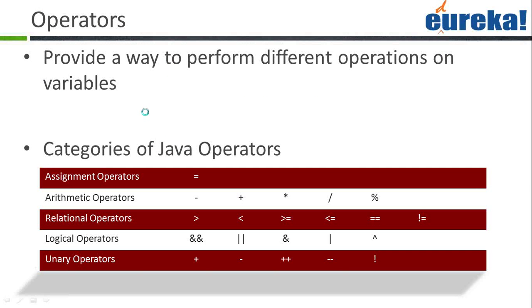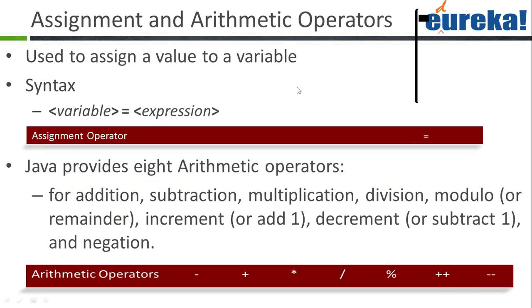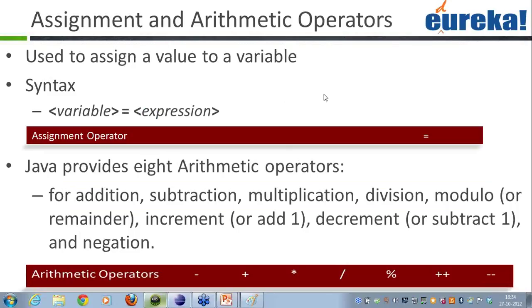So here we have the various categories of operators, and we have arithmetic and the assignment operators. I have already used the assignment operator. What the assignment operator does is assign a value to a variable. Suppose I'm using int x equal to 5, so I'm assigning the value 5 to the variable x. So we have arithmetic operators: we have subtraction, addition, multiplication, division, and the modulus. Everybody knows about the modulus operator here.